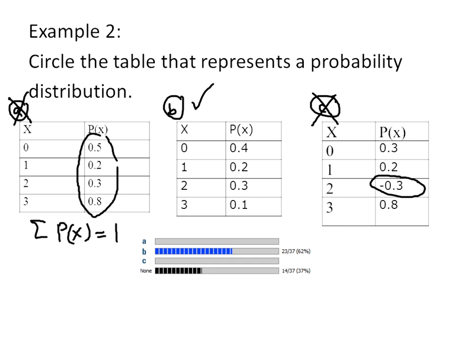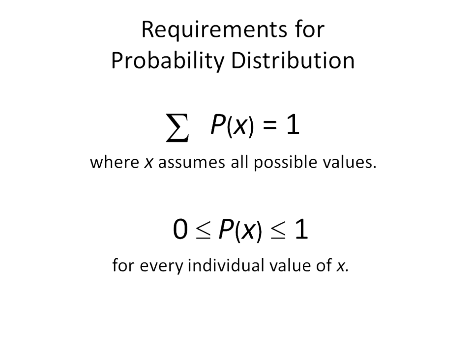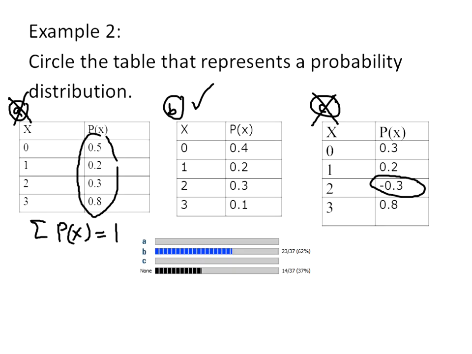So that's not the probability distribution. So yes, the only one that works is B. So no negative probabilities, no probability greater than 1. And when you add up your column, it has to add up to 1. And that happens for B. All right, so very important for you to remember the rules for a probability distribution. And that's what that exercise was.